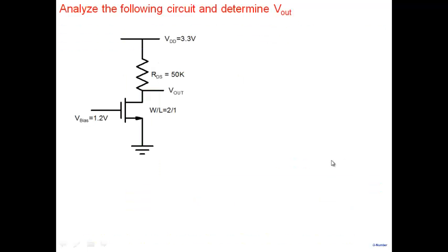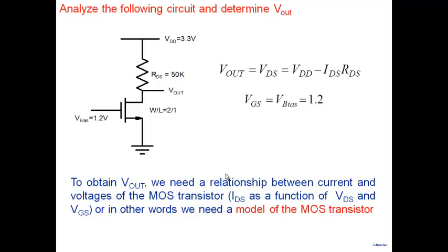Similarly, all circuit analysis examples will have the same thing. Suppose I'm interested in knowing what is Vout in a MOSFET. One set of equations comes from KVL. The other set of equations will come from the model of the MOSFET here. So I need a model of the MOSFET to proceed and analyze this particular circuit. So VGS is given here, it is 1.2. KVL here gives me Vout equal to VDD minus IDS RDS, and the rest of the equations will have to come from the model. So we know that models are required, models are necessary.